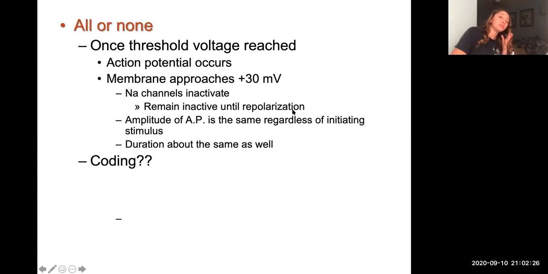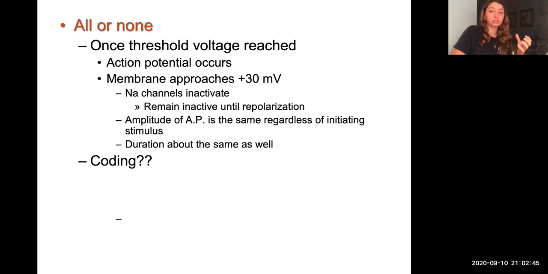All or none. So she talks about how you can either be pregnant or you can't be pregnant. So there's no middle ground. Once threshold voltage is reached, an action potential occurs. If it's below threshold, no action potential will occur.